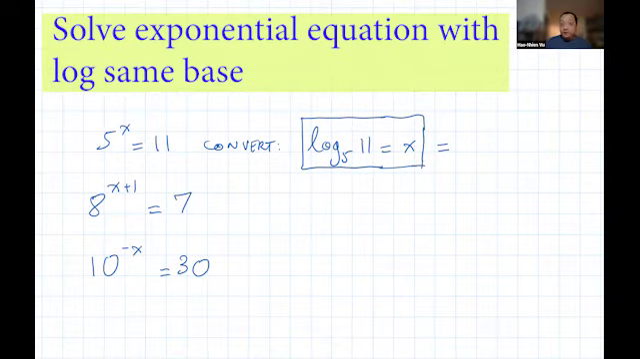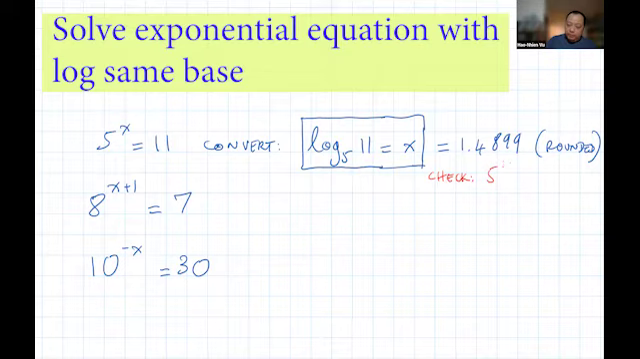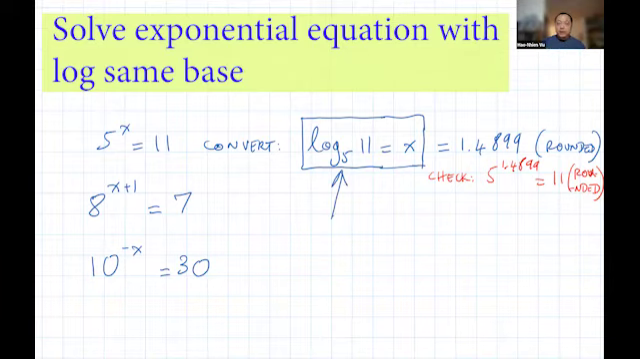If I compute the decimal of this, I will get 1.4899, rounded. And I can check by taking 5 to the power 1.4899, and I will get 11, also rounded. Depending on what you use the answer for, sometimes you may need the decimal numbers. In a math class, it's perfectly fine to leave it as log base 5 of 11.